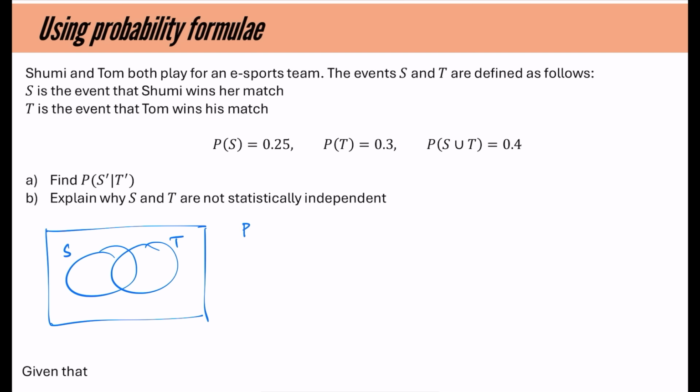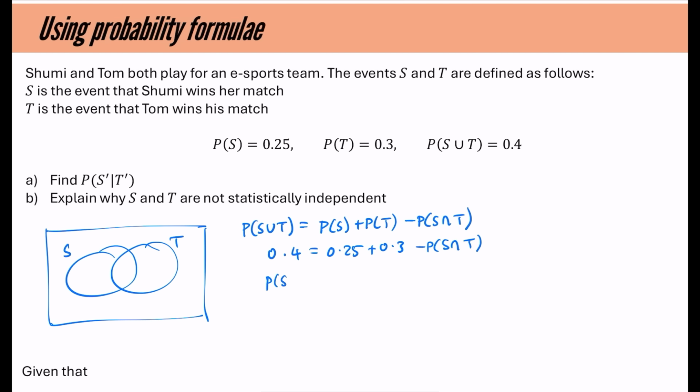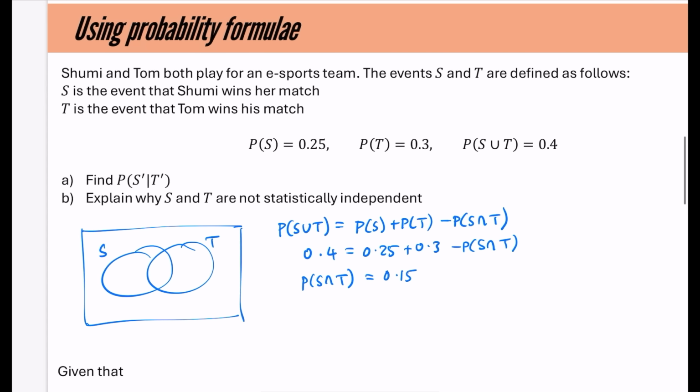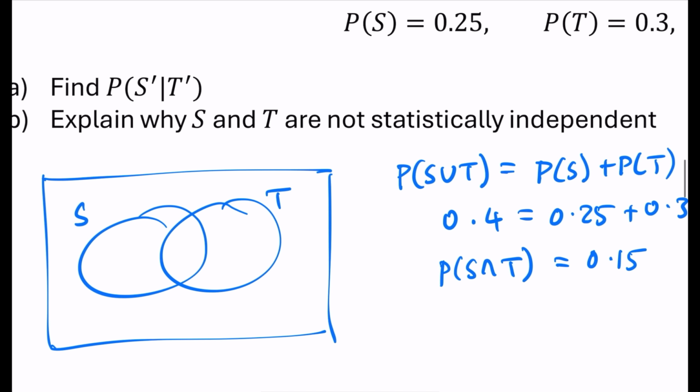I'm going to say the probability of S union T. That's the probability of S plus the probability of T minus the probability of S and T. And I'm also going to show you how you can do this without the formula as well. So that's 0.4 is equal to 0.25 plus 0.3 minus the probability of S and T. So doing a bit of rearranging, the probability of S and T is going to be 0.25 plus 0.3 minus 0.4, which is 0.15.